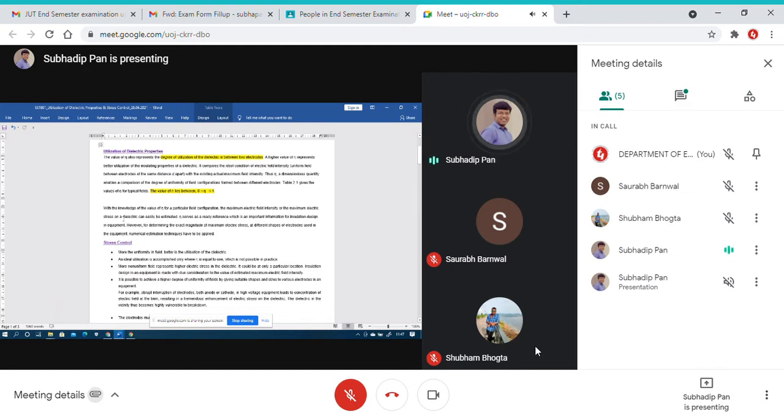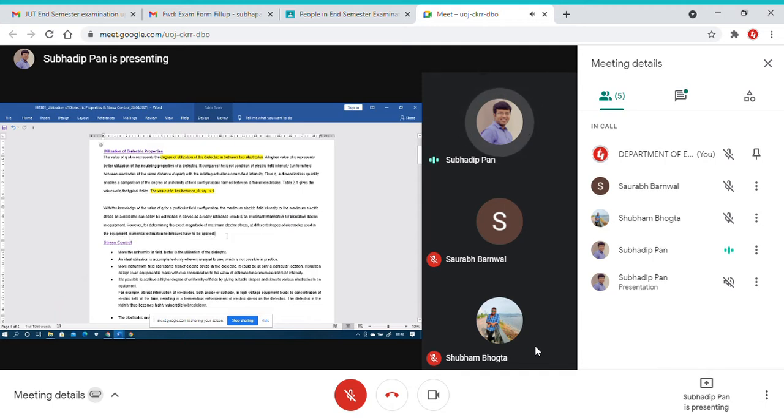So what is written is that with the knowledge of the value of mu for the particular field configuration, the maximum electric field intensity, the maximum electric stress of the dielectric, can easily be estimated. Mu serves as a ready reference, which is important information for the insulation design of equipments. However, for determining the exact magnitude of the maximum electric stress for different shapes of electrodes used in the equipments, numerical estimation techniques have to be applied.